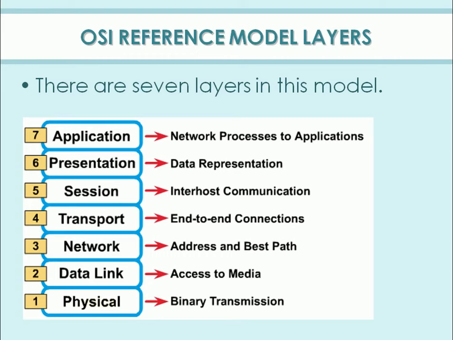First one is physical layer. Second one is data link layer. Third one is network layer. Fourth one is transport layer. Fifth one is session layer. Sixth one is presentation layer. And last one is application layer.